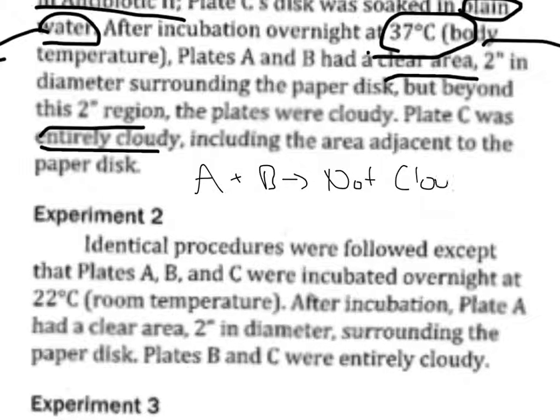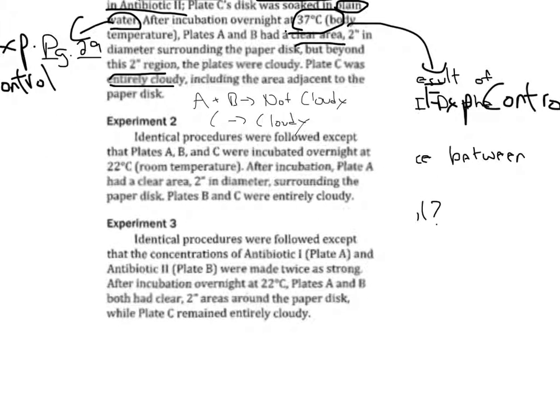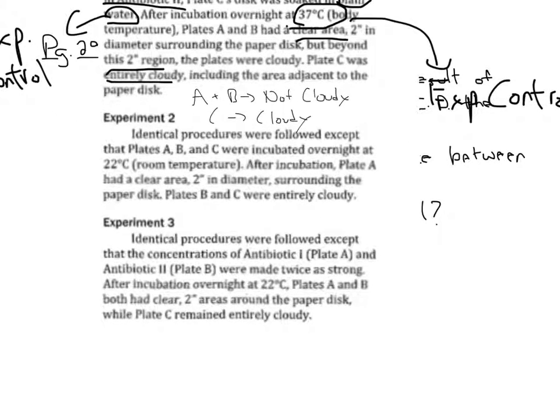C was cloudy. So then I'm going to go to experiment 2. Identical procedures were followed, except that plates A, B, and C were incubated overnight at 22 degrees Celsius. So this is a difference, right? 22 degrees. This experiment up here was 37 degrees. So that's one main difference.